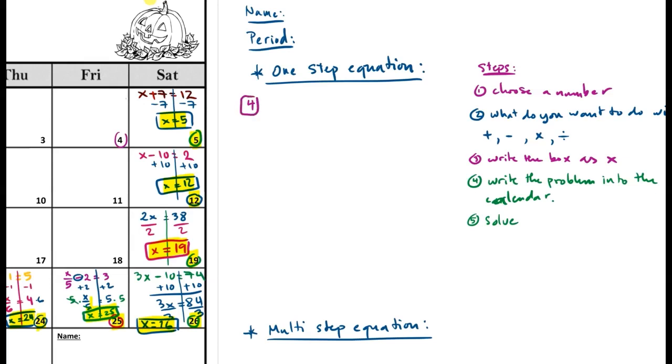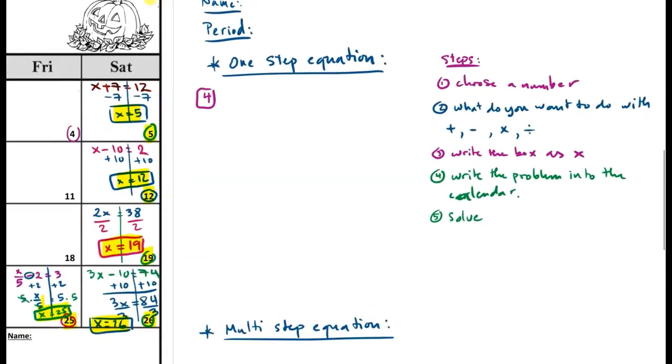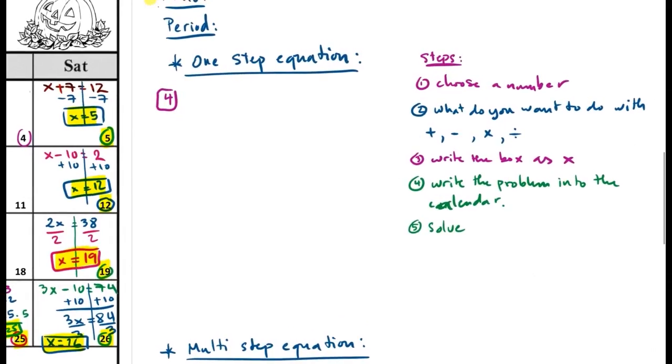Step 2, what do you want to do with this? You can add, multiply, subtract, or divide. Let's say I choose to add. 4 plus 5. I choose to add with number 5, which is 9. All I need to do is replace the box by x, so x plus 5 equal to 9. So that is our problem.